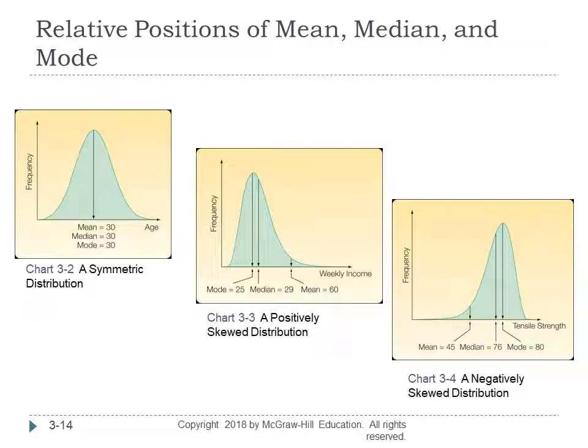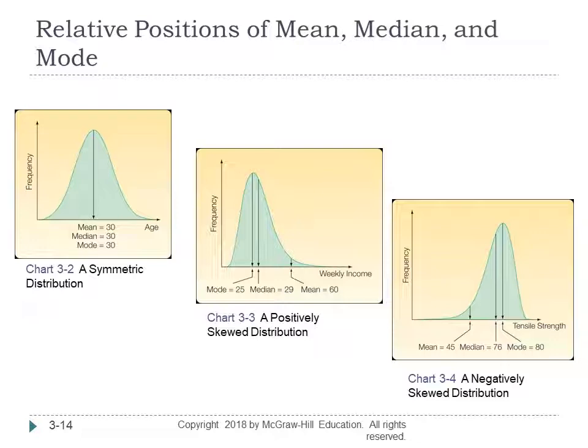The graph to the right, the peak is shifting to the right, but the small data or the tail is to the left. Here the mean is less than the median, less than the mode. In this case we say that it is negatively skewed or skewed to the left.